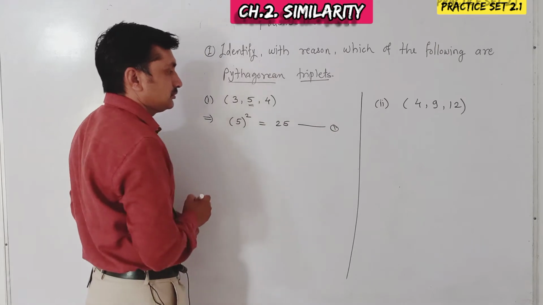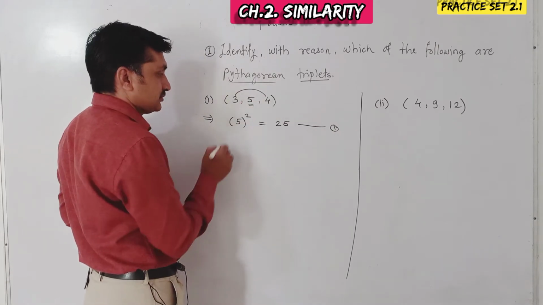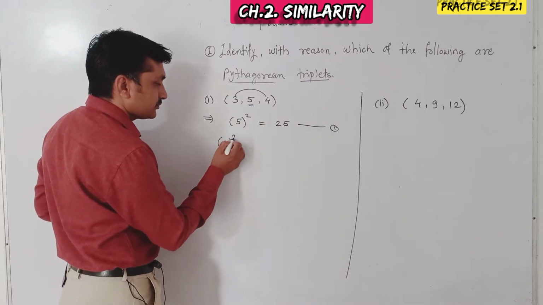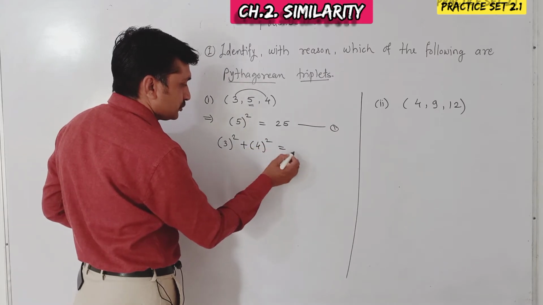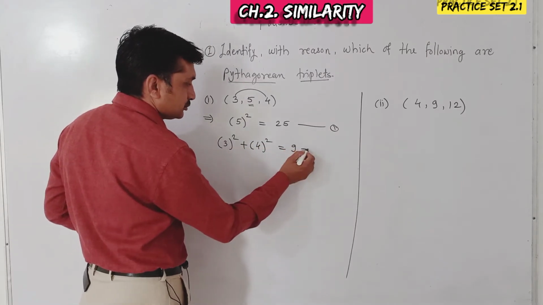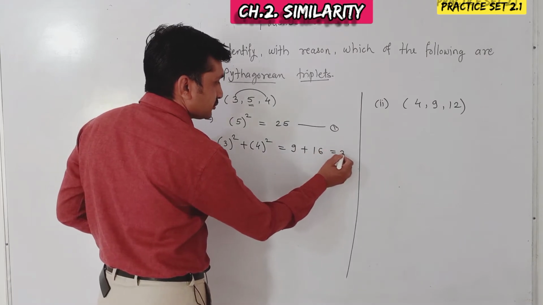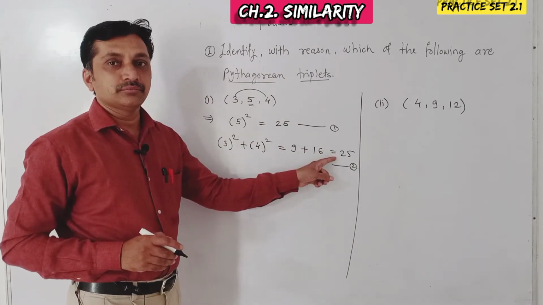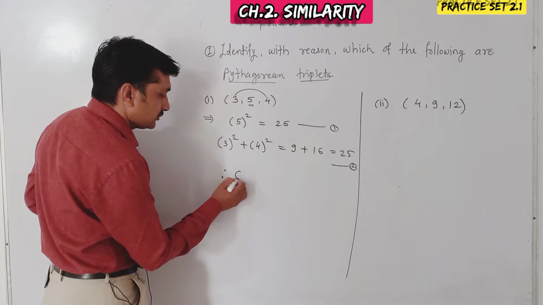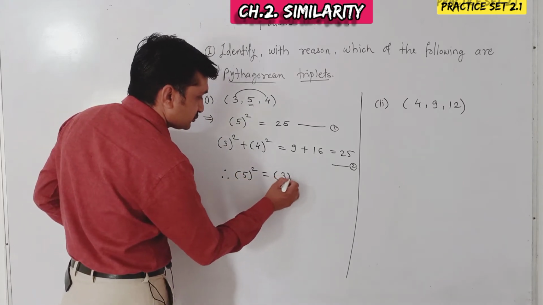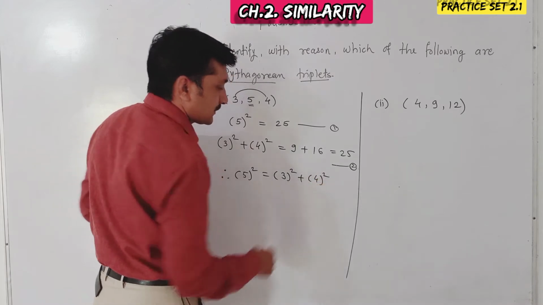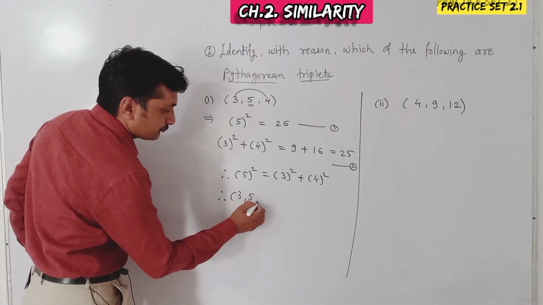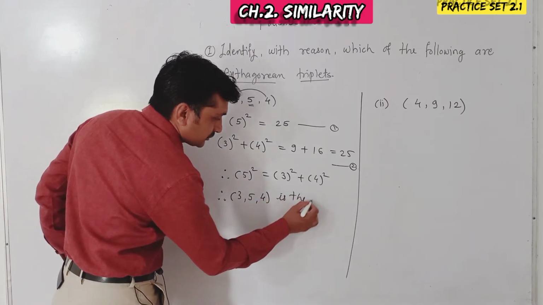I write here 1. Now, the remaining two numbers. Sum of squares of the remaining two numbers. It means 3 square plus 4 square is equal to, now solve it, 3 square 9 plus 4 square 16, we get here 25, number 2. Now in 1 and 2 both right sides are equal, these values are the same, therefore we can write here 5 square is equal to 3 square plus 4 square. And as we got both sides equal, we can say here 3, 5, 4 is the Pythagorean triplet.